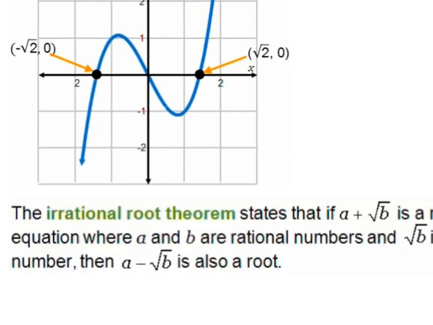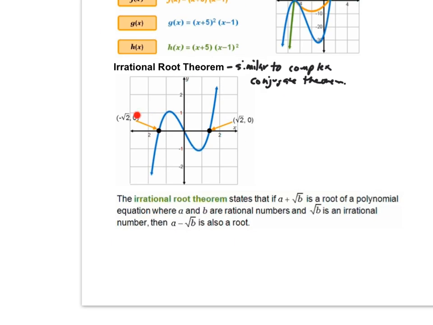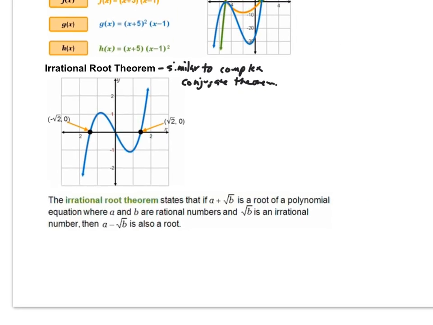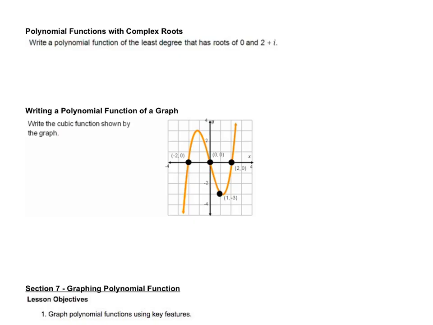Okay, so if you get some sort of irrational number as a root, know that you're going to get both a positive and negative one out of it. Okay, so let's go ahead and take a look at the next page. And what I want to do is go ahead and talk about this real quick.